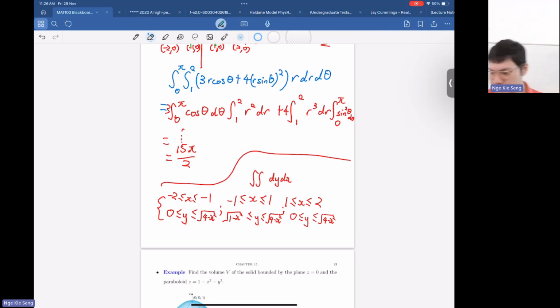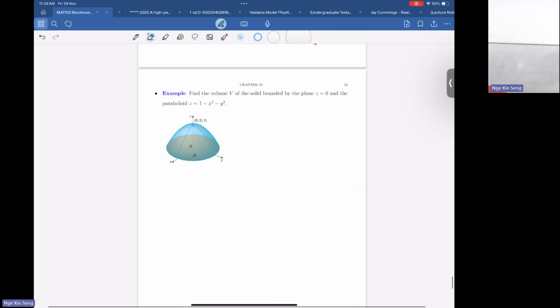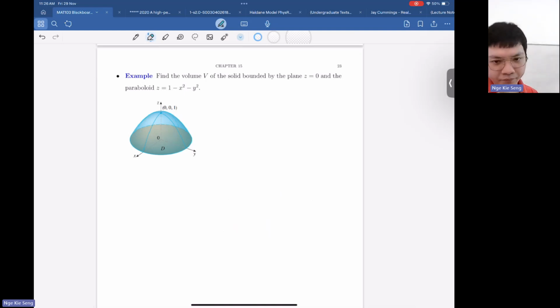Okay, let's look at the next one. Similar here. If you want to find the volume of the solid bounded by z equals 0 and the paraboloid z equals 1 minus x squared minus y squared, meaning what? If you look at this picture, you want to find the volume under this paraboloid.